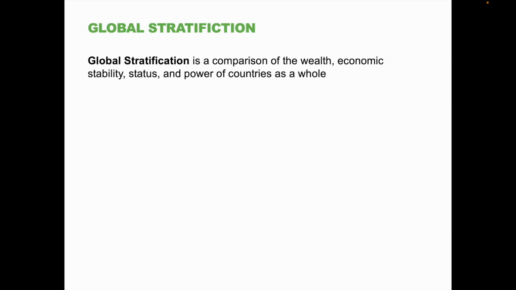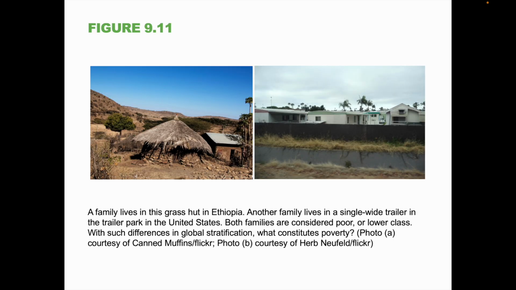Global stratification. Global stratification is a comparison of the wealth, economic stability, status, and power of countries as a whole. Figure 9.11. A family lives in this grass hut in Ethiopia. Another family lives in a single-wide trailer in a trailer park in the United States. Both families are considered poor or lower class. With such differences in global stratification, what constitutes poverty?